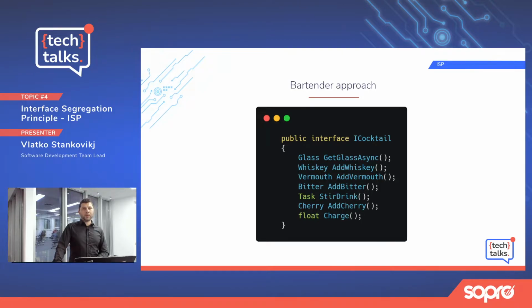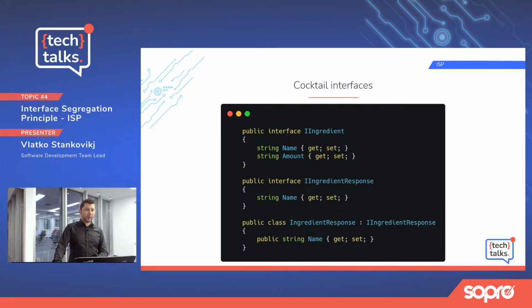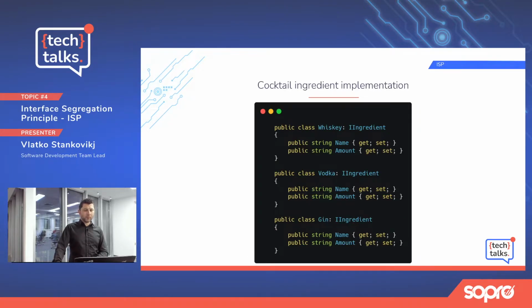What we can see from this example is that whiskey, bitters, cherry, or anything else is just an ingredient. So for the purpose of this example, we define an ingredient with just a name and amount, and for the sake of simplicity, we are only going to define a simple string response and a simple implementation of classes like this. What that actually means is that a whiskey is an ingredient, vodka is an ingredient and gin is an ingredient.